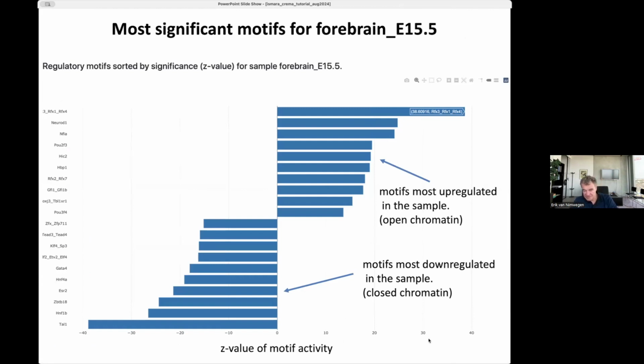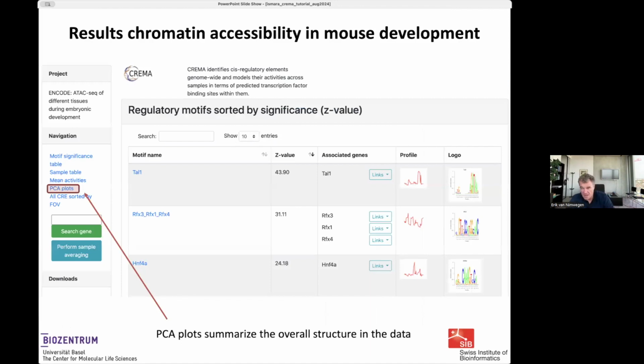Here you see, this is the Z-score, right? So this one was, let's say, 38 standard deviations upregulated, whereas the most downregulated one is this guy, TAL1, which was almost 40 standard deviations downregulated. Okay, so you get some summary of what were the most up and down motifs in each sample.